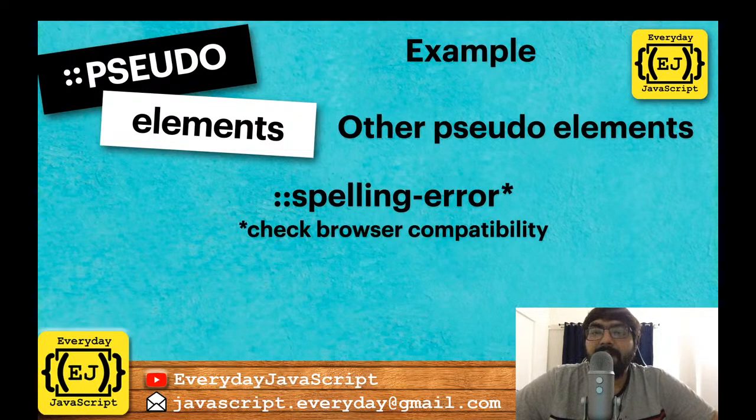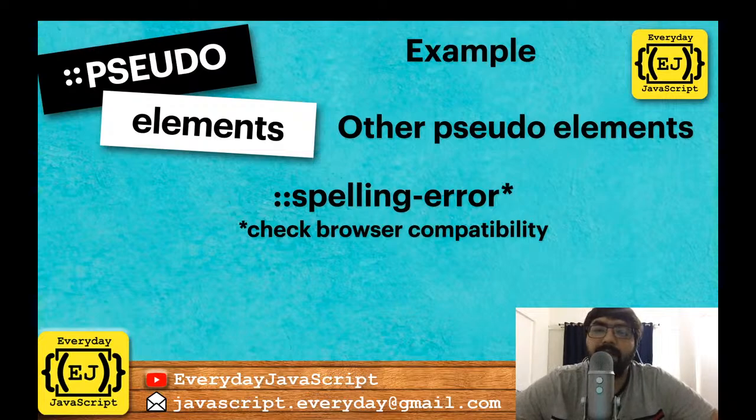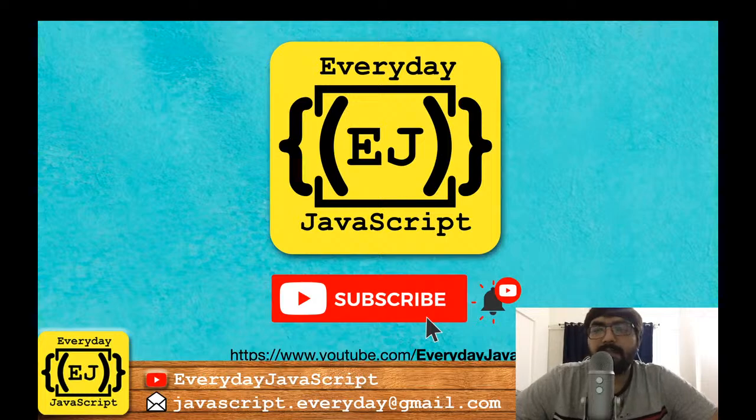There are many other pseudo elements, such as spelling error. I would just recommend, there is a small star over there: check the browser compatibility before attempting these kinds of stunts. Do it at your own risk. You can check if it's supported in your browser, and then you can highlight them dynamically. So that's it for CSS3 pseudo elements.